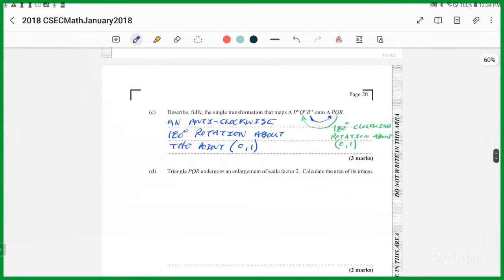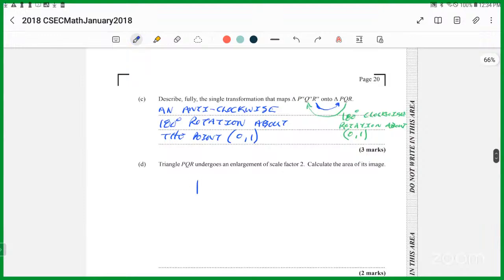I don't like this one. It says PQR undergoes an enlargement of scale factor 2. Calculate the area of the image. Remember, the area of the image of an enlargement is k squared times the area of the object. And I want the area of the image. K squared, k is 2. So we need to work out what the area of that object is. The area of triangle PQR is the area of the object in this question.